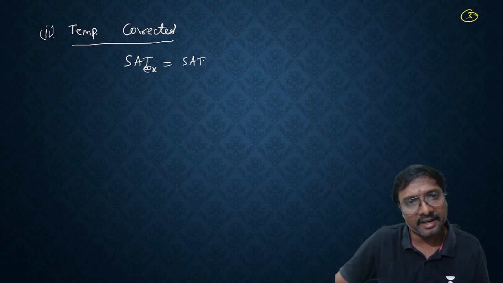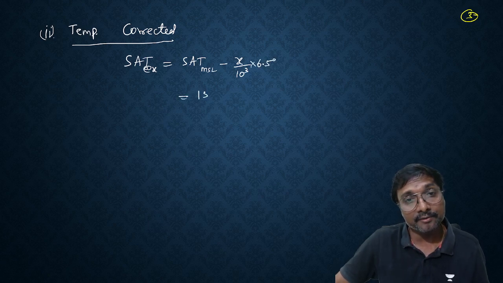That is your standard atmospheric temperature at mean sea level minus x by 1000 into that 6.5 degrees. So this is your 15 degrees minus x, where the elevation here is your 250 meters, divided by 1000, into the standard atmospheric temperature at mean sea level, which is 15 degrees.